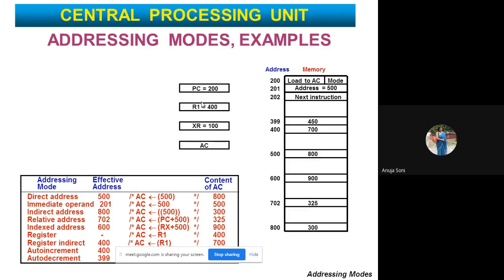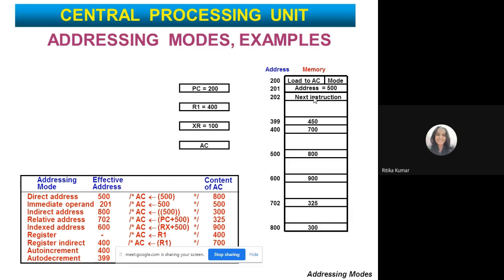वी हैव टू गो बाय इट्स डेफिनेशन कि R1 की वैल्यू यूज करने के बाद 401 हो जाएगी. दो इट इज नॉट विजिबल टू यू, इसका इंपैक्ट इस प्रेजेंट इंस्ट्रक्शन पे नहीं आएगा. इसका इंपैक्ट आएगा अगर कोई और नेक्स्ट इंस्ट्रक्शन फिर से लोड टू एसी होता, फिर से हम एड्रेसिंग मोड में इफेक्टिव एड्रेस फाइंड आउट करते, then in that case we would have made use of its incremented value 401 in place of 400, right? So on the present instruction it is having no impact. Yes, still any doubt you can ask.